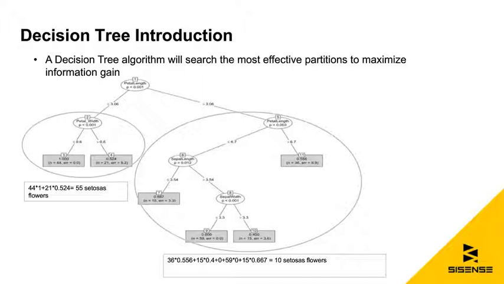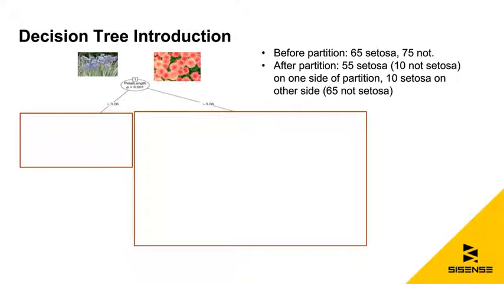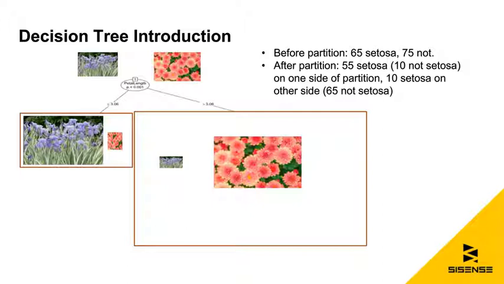Usually the best partitions are on top of the tree, and as the tree goes down, the partitions' information gain becomes lower and lower. So this is a more visual way to present the separation of the first partition in the tree between the setosas and the other flowers.